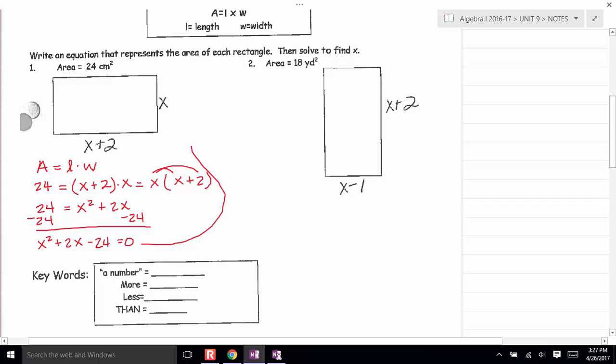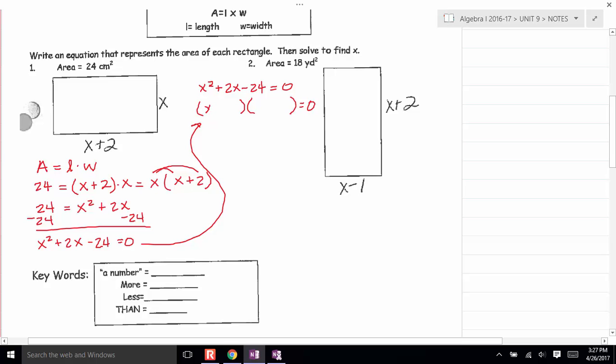I'm going to bring this up here so I have a little bit more room to finish this. I'm going to have x squared plus 2x minus 24 equals 0. So we want to try factoring. There is no GCF here. There's nothing that x squared, 2x, and negative 24 have in common.